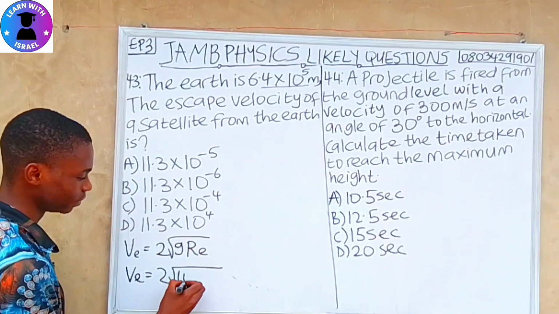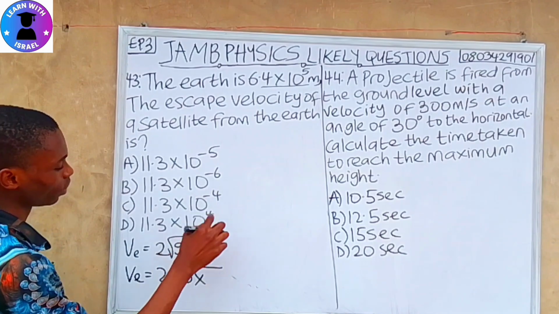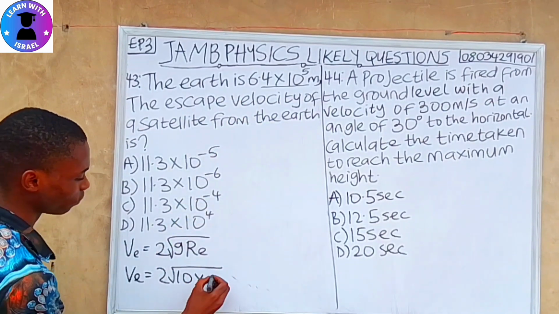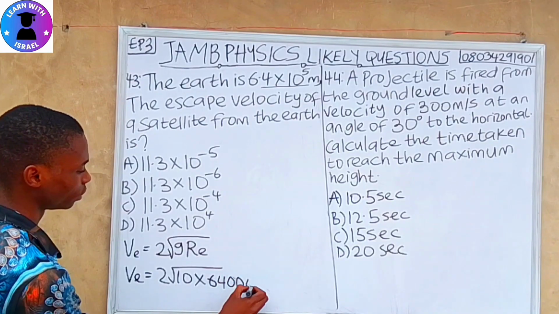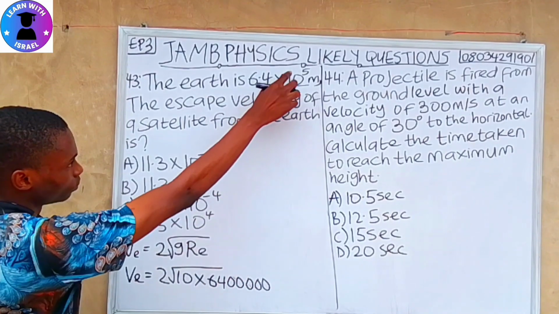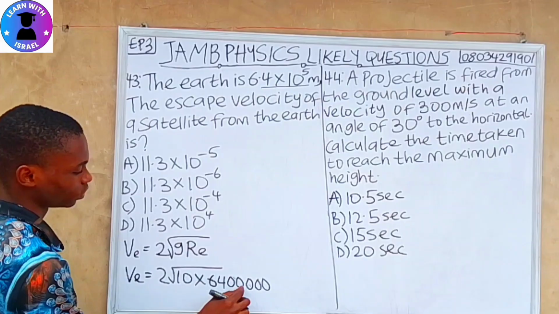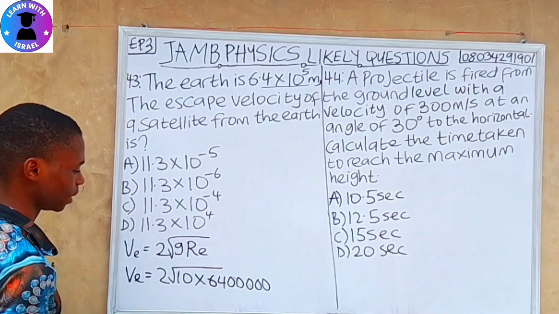This gravity is 10 multiplied by our radius. We will now change it to standard form. So it will now be 6400000, which is 64 times 10 raised to power 5. So 1, 2, 3, 4, 5. I hope you understand that now.